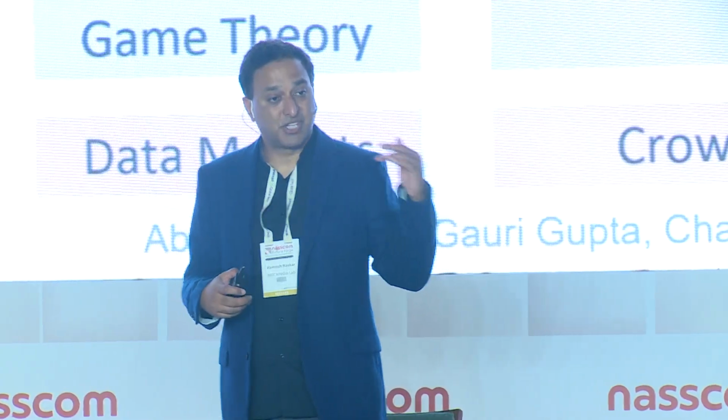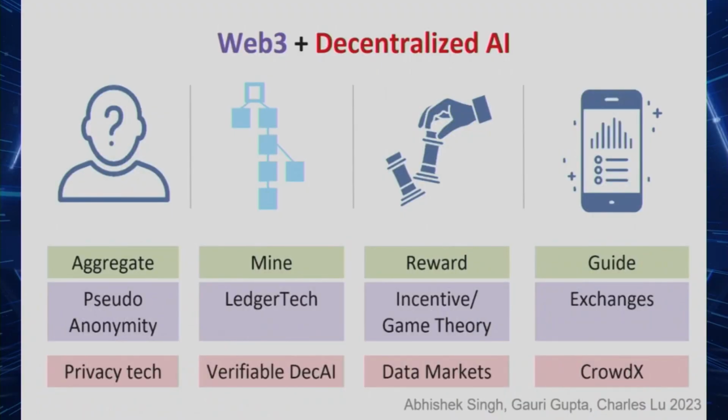We agree on that. But the building blocks of decentralization are actually the same building blocks we need for decentralizing AI. Web3 was more for decentralizing transactions, but now we have to decentralize data, compute, and intelligence. So pseudo-anonymity has to be upgraded to privacy. Immutable ledgers, used for verifying transactions, have to be upgraded to verifiable AI.